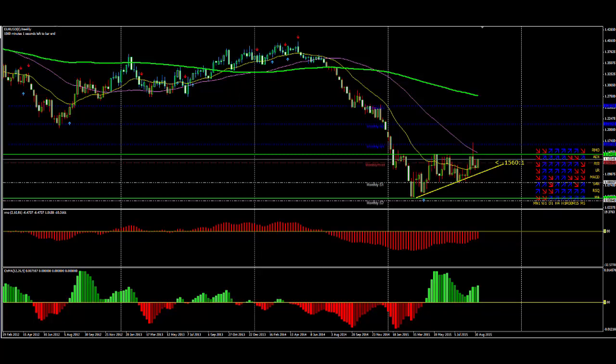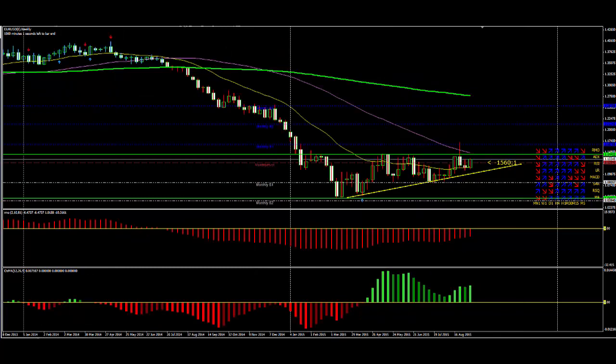You can see the monthly pivot where price is trading right now on the close of the weekly candle. So you can see trading above that level again, and the prior 2 weeks we were actually trading below it. So price is trading within this consolidation, and you can see the monthly pivot is pretty much smack bang in the middle of it all.